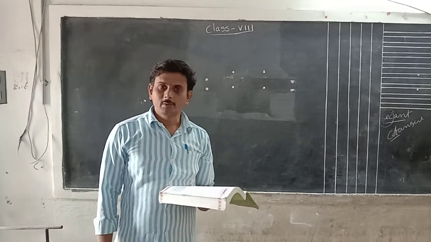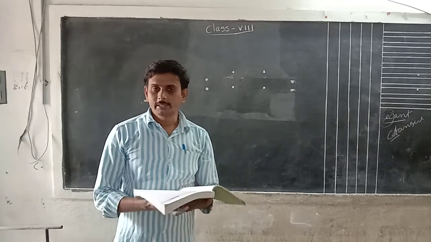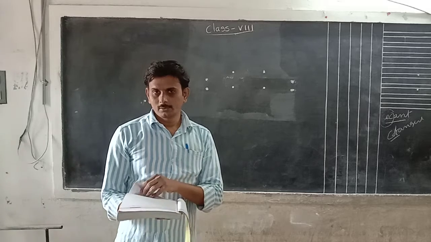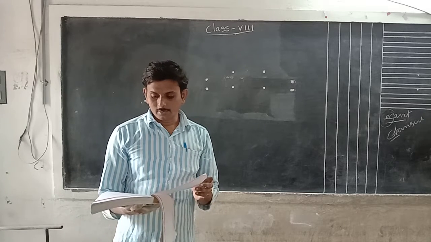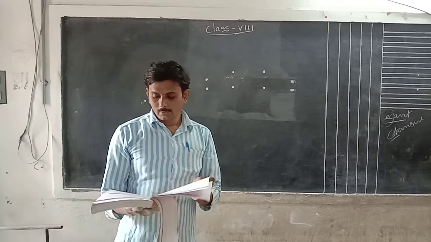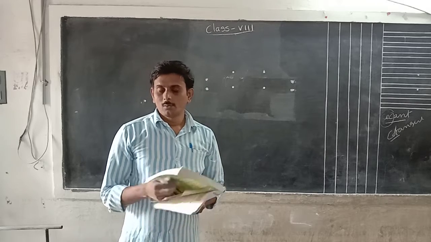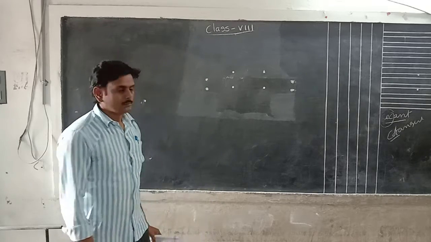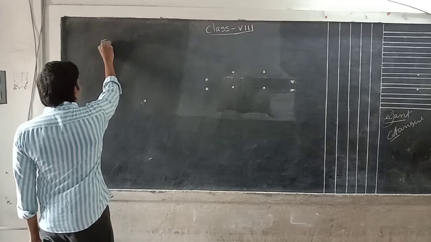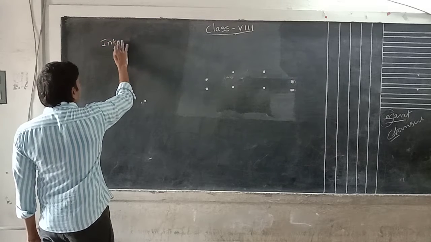Exercise 1.1 is completed. Now we will start the exercise 1.2 related sums. Before going to that, we have to know the representation of the number line. We already know the integer number line. If you know this one, we can easily do the sums.